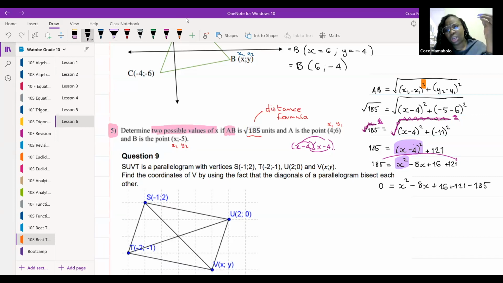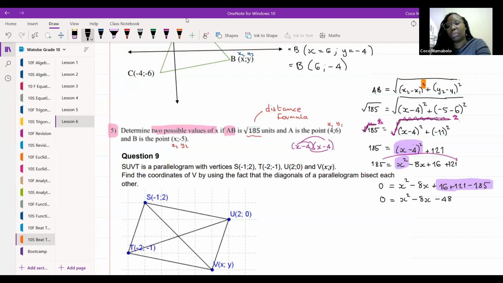Somebody punch that into a calculator for me. These like terms: 16 plus 121 minus 185, how much will that give us? Pop your answer in the chat for me. 0 is equal to x squared minus 8x. Be careful, Asbonge. We're not adding them all together. 16 plus 121 minus 185 will give us minus 48.